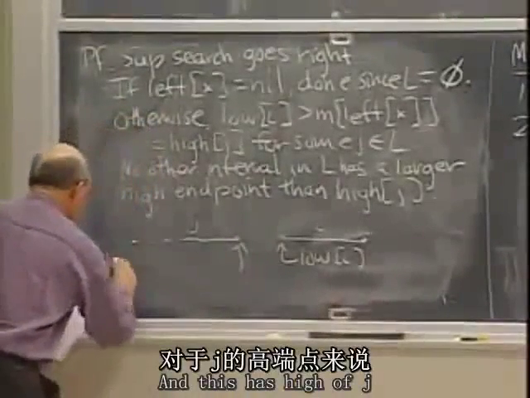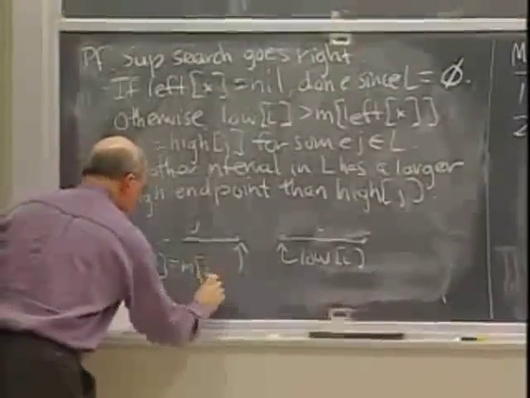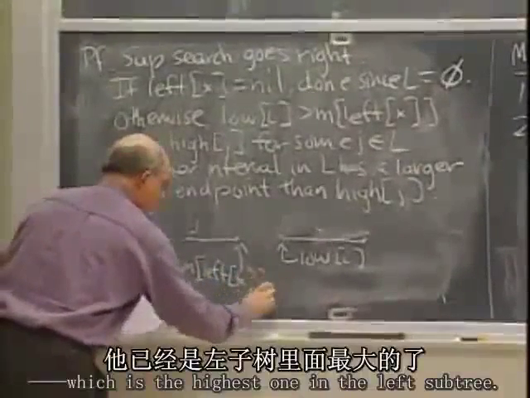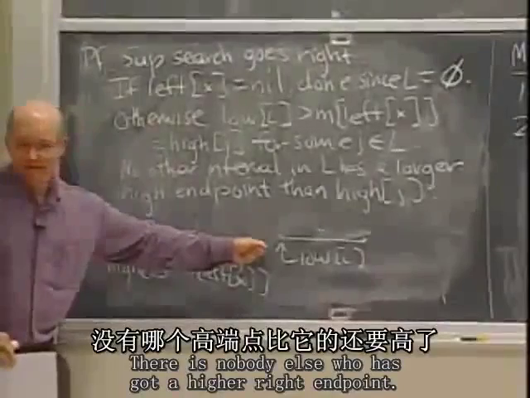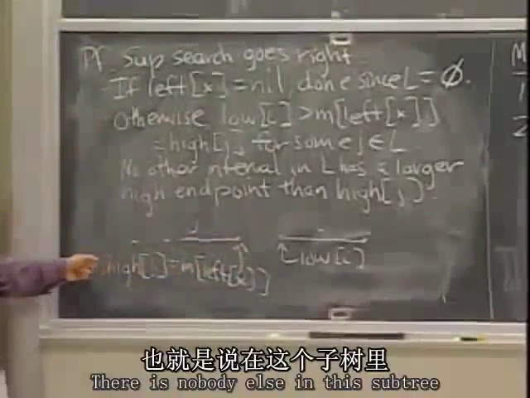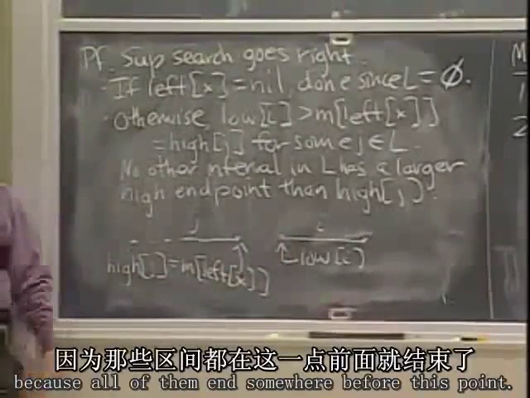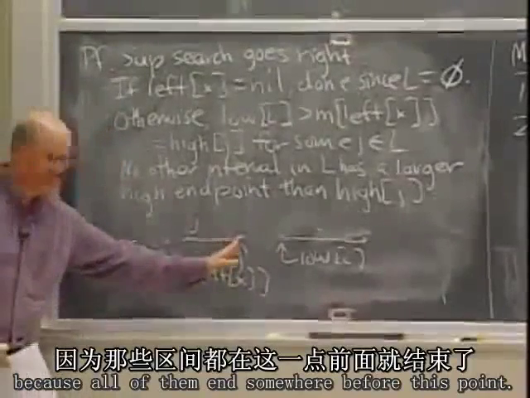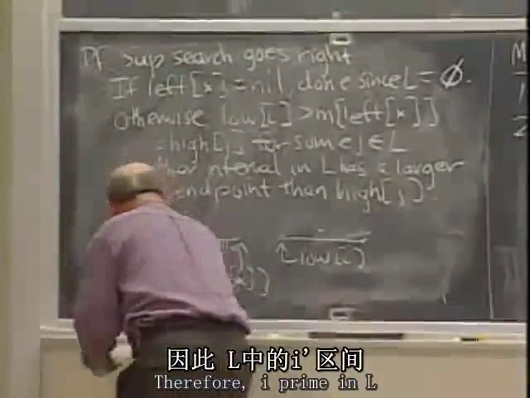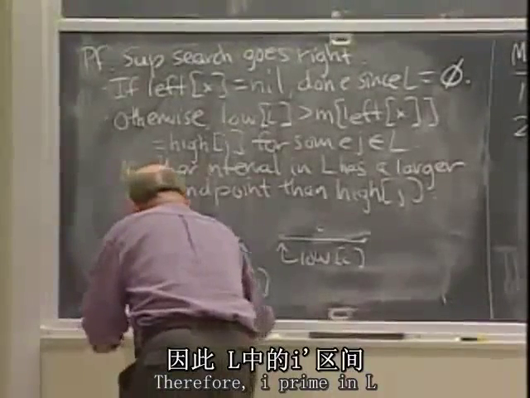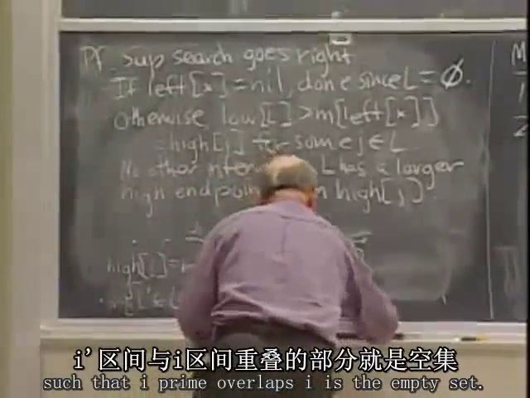And this has high of j, which is the highest one in the left subtree. So there's nobody else who's got a higher right endpoint. So there's nobody else in this subtree who could possibly overlap I, because all of them end somewhere before this point. This point is the highest one in the subtree. So therefore, the set of I prime in L such that I prime overlaps I is the empty set.